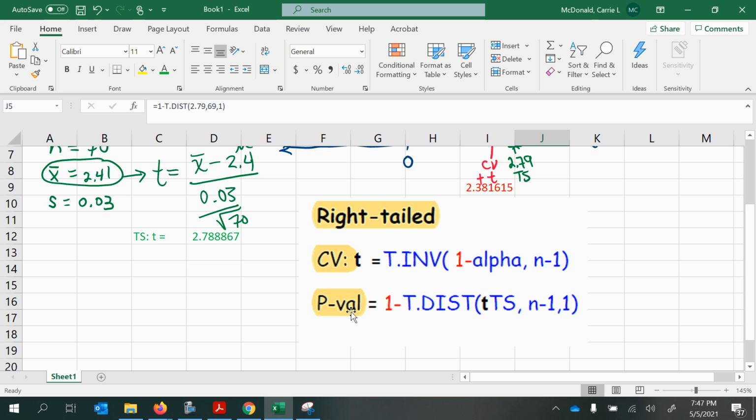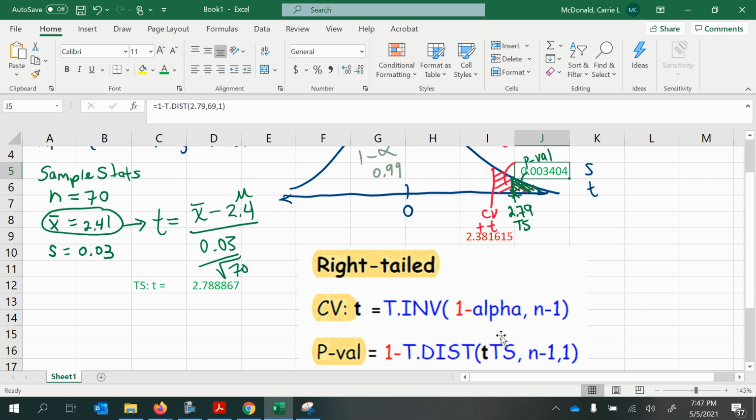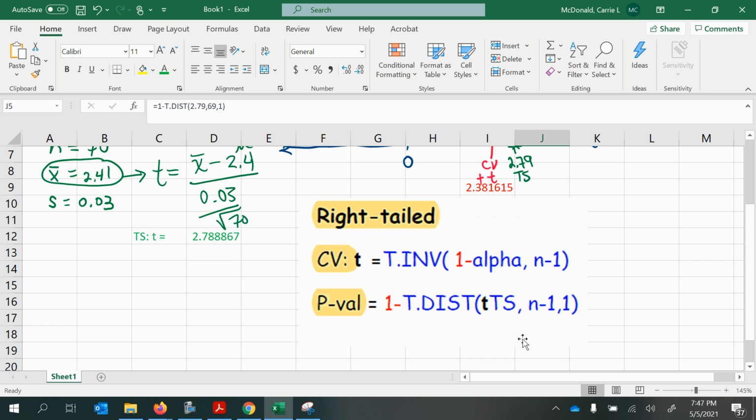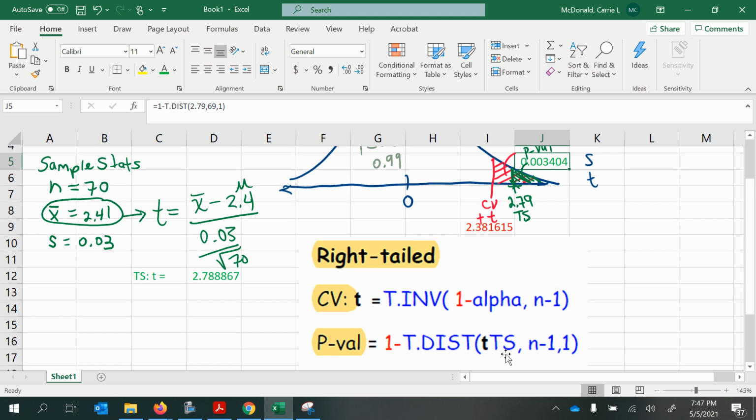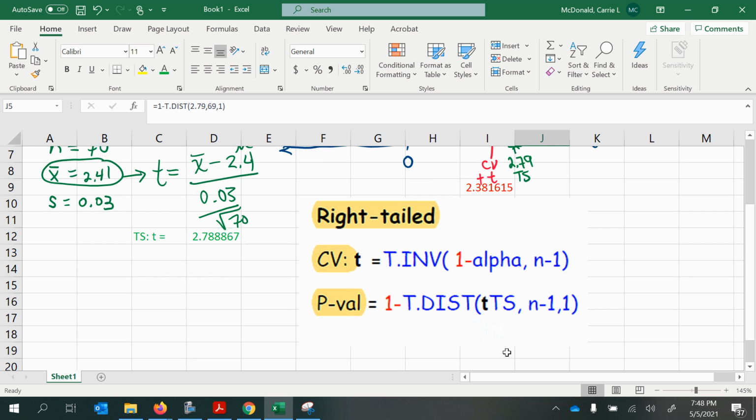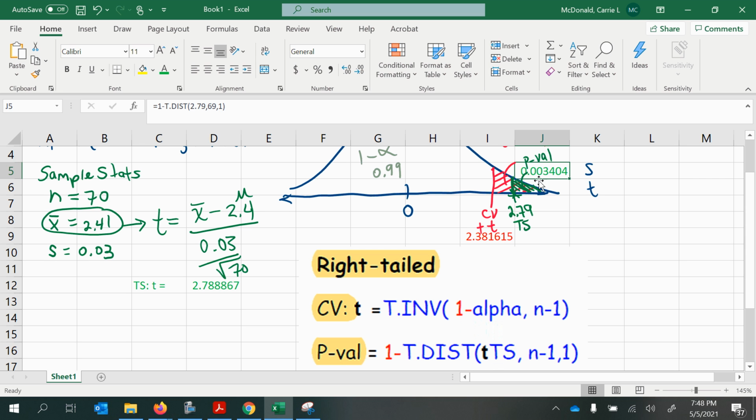You can see how here it says 1 minus t dot dist, and then your test statistic. Now, one thing I do want to make clear is that if your test statistic is positive, I had to make sure... I just confused myself. What was I trying to even say? If my test statistic is positive, yeah, that's why it had to be 1 minus.